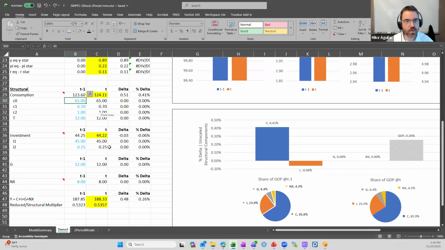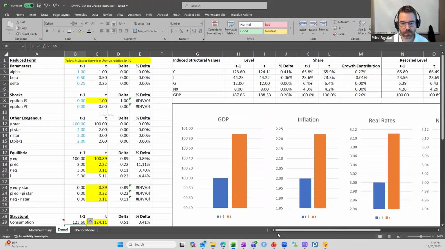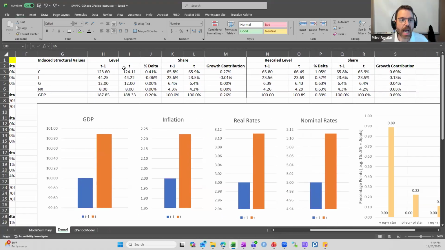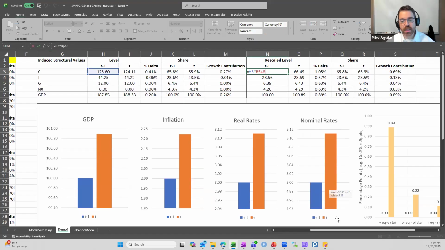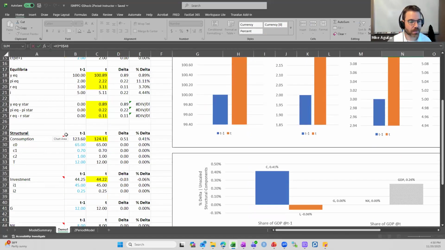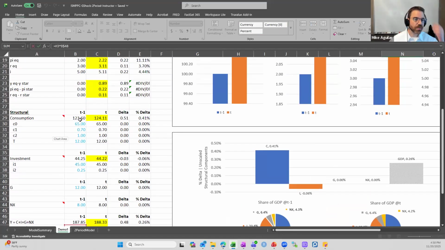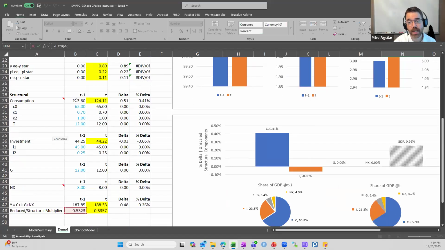But why would I want to do this? Well, let's go over here. I want all of these components to add up to what my reduced form model of 100 would say. So what I'm going to do is take 123 times B48. I'm going to take that 123, which is the consumption in period T minus 1, and multiply it by my scaling factor, by 50%. So I compressed it, reduced it, scaled it by about 50%.